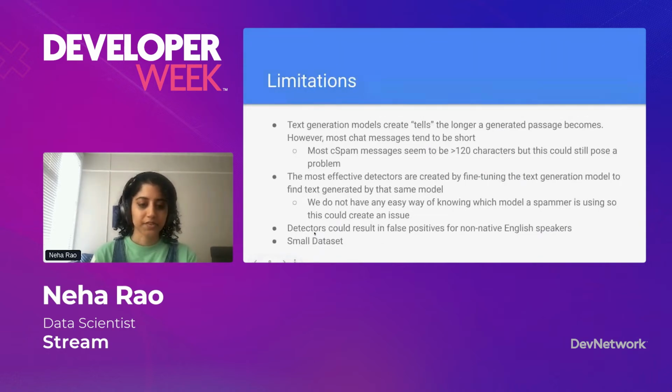Another one of my concerns is that detectors could result in false positives for non-native English speakers who might not have the same word choice as more fluent English speakers. This could also be true depending on how we get our chat data, if it's all coming from customers in certain regions. So even if they're fluent, word choice can definitely vary from region to region. So I think this could result in bias and is something we need to be very careful about.